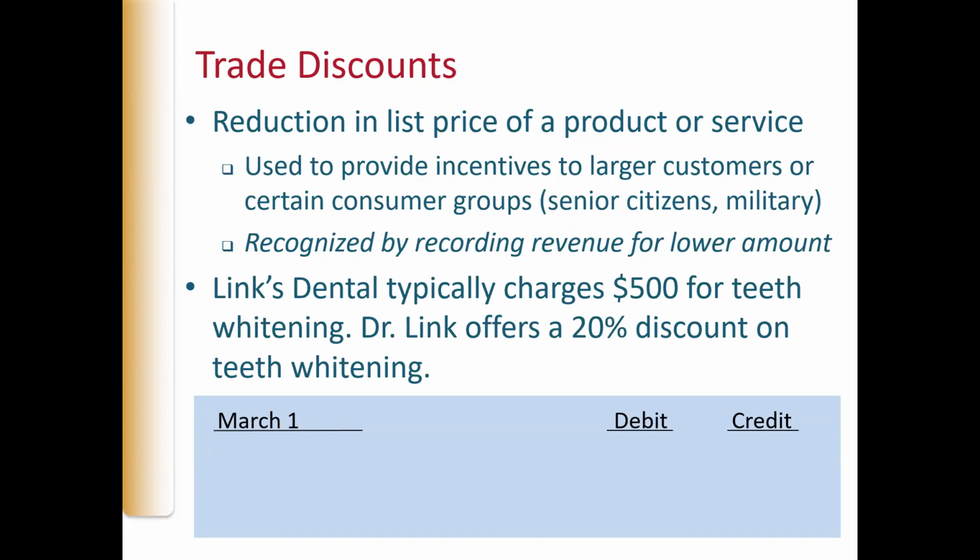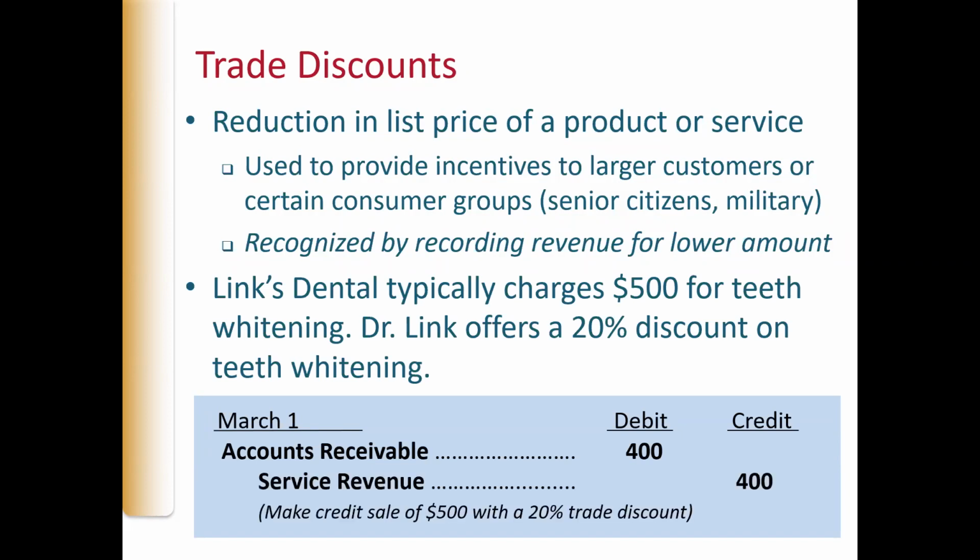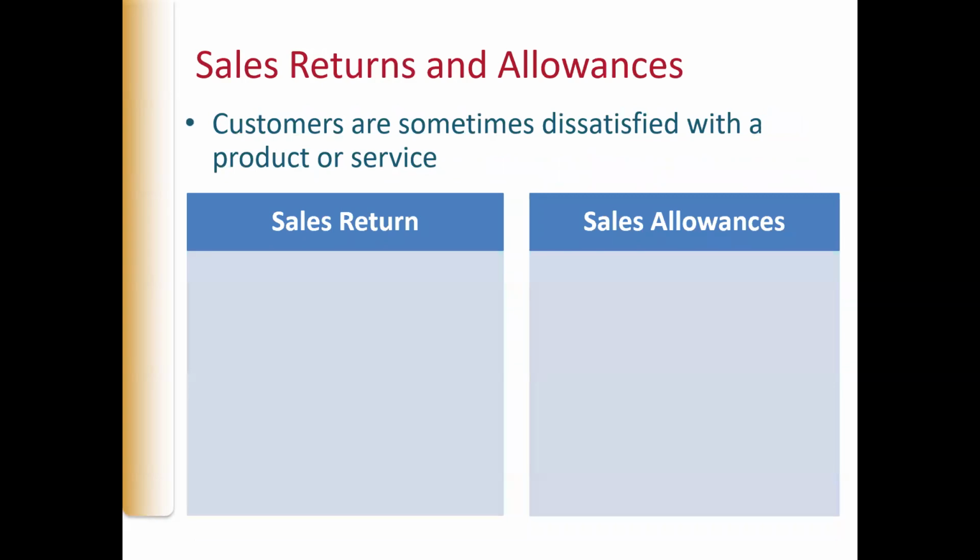We don't take into account trade discounts by showing anything in our books, apart from just saying if Lynx normally charges $500, but because you're a senior citizen, he's going to give it to you 20% off, then what we do is just record the true price a senior citizen is paying. So in this case, it would be a debit to accounts receivable for $400 and a credit to service revenue for $400. Remember, with a trade discount, we just record the revenue for the lower amount.